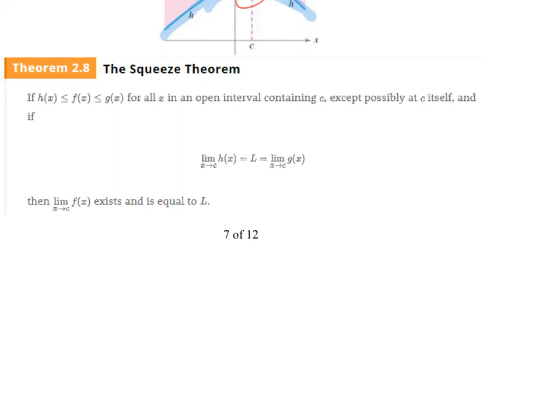So if the limit of the lower function and the limit of the higher function are the same, then the limit of f of x, that middle function, has to exist and it has to be that same value. So again, if the upper function and the lower function's limits agree, then the limit of that middle function has to agree as well. That's the squeeze theorem.